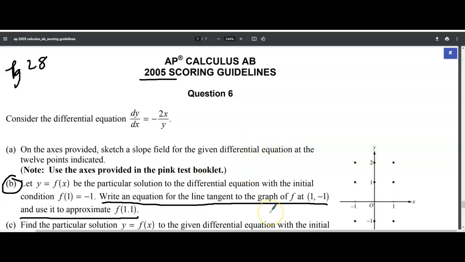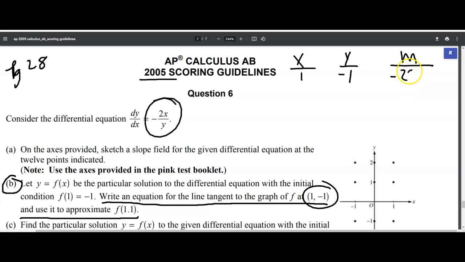So for these types of questions, this is my initial condition. So x equals 1, y equals -1. Now we need to find our slope, and to do that, you plug your initial condition into the slope formula. And I end up getting 2 as my slope. The next thing I'm going to do is write out my tangent line formula. Slope goes here, the given x value goes here, and the given y value goes here.